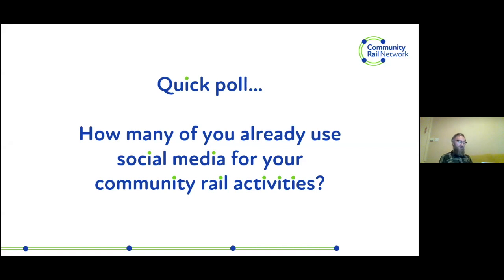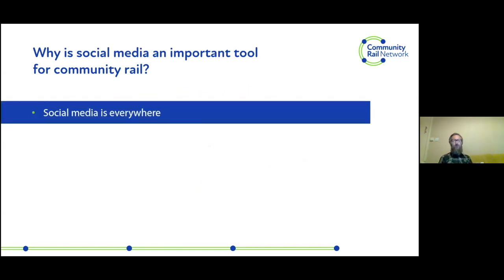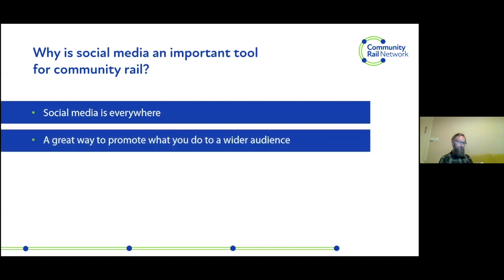So let's continue. So first topic we're going to be looking at is why social media is an important tool for Community Rail. So the first thing, social media is everywhere. There's an estimated 39 million social media users in the UK alone. So out of that figure, you can be sure that there's a few who are in tune with Community Rail and the Community Rail message.